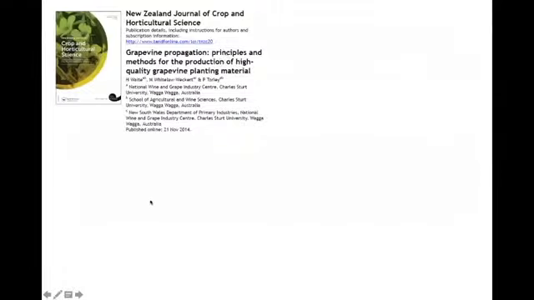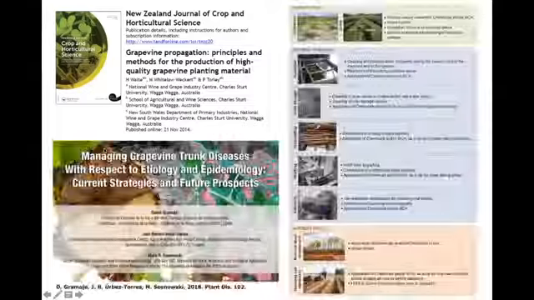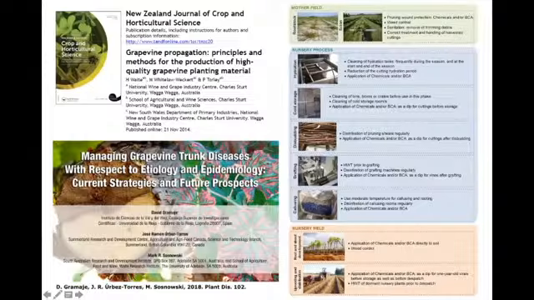To conclude my presentation, I would like to recommend reading these papers. The first one by Helen Waite and collaborators about grapevine propagation, principles and methods for the production of high-quality grapevine planting material. The second one, a review we published in Plant Disease a couple of years ago, about the management of grapevine trunk diseases in nurseries, young and mature vineyards.